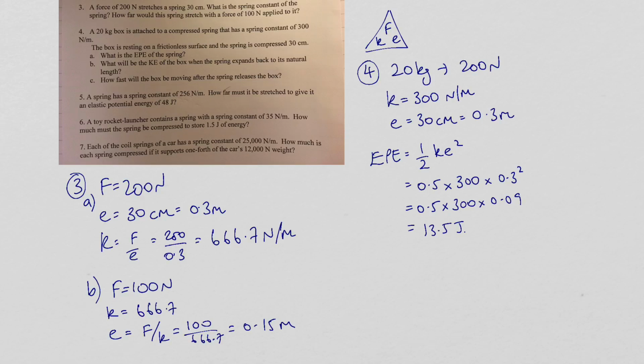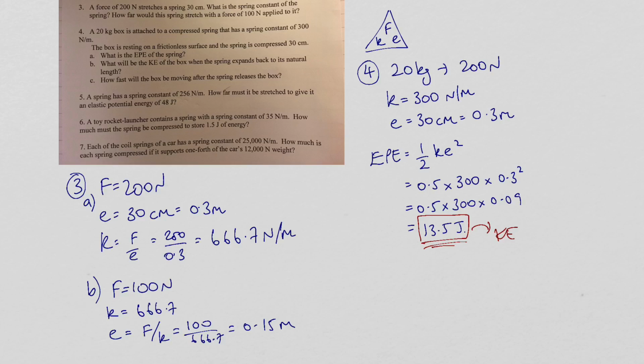The question then says, what will the kinetic energy of the box be when it springs back? Well, we can assume, because of the conservation of energy, that if you start with this much energy, the spring will then turn it all into kinetic energy, so it's the same answer as before. And then how fast will the box be moving?